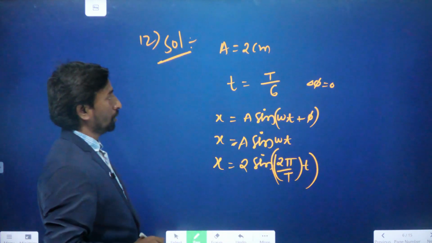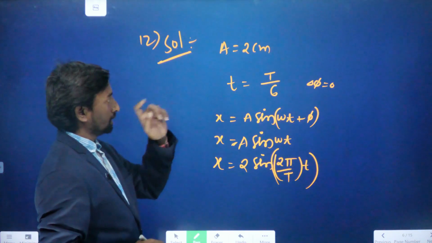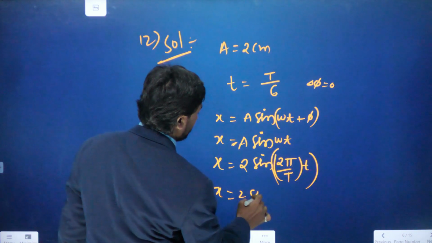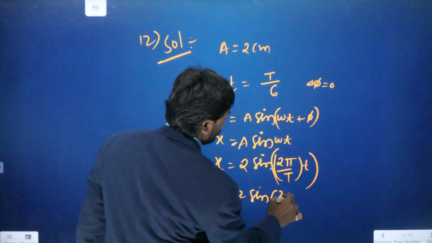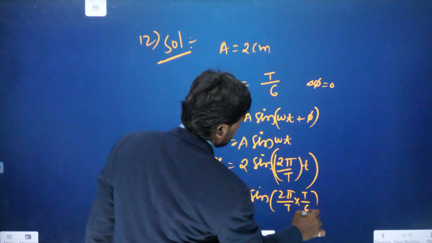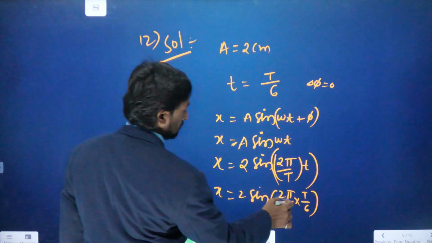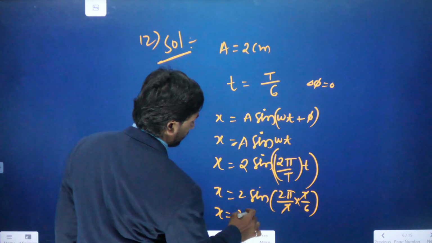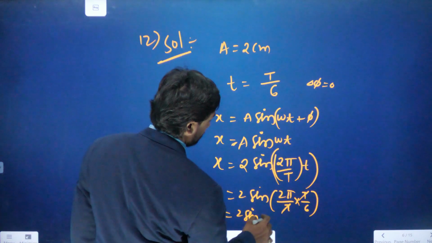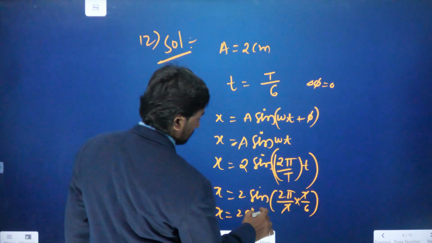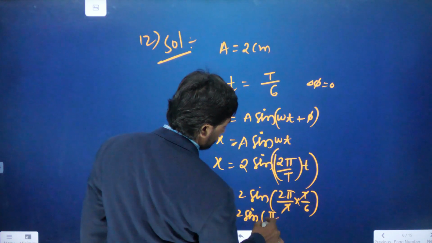Okay, into t. Now, at what time are they asking for the value? At t by 6. Then x is equal to 2 into sin of 2 pi by t into t by 6. Now this t and t will be cancelled there. Therefore x is equal to 2 into sin of 2 pi by 6, and 2 pi by 6 means pi by 3.